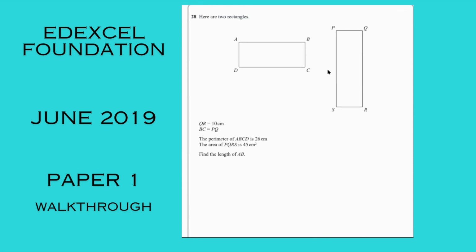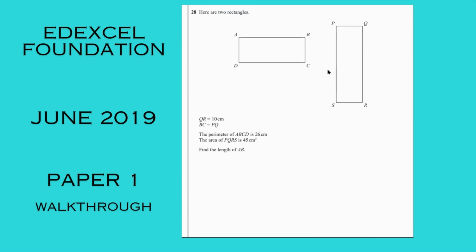Number 28. They're trying to catch you out, but keep it simple. It's not as bad as it looks. QR is 10. Write it on. If QR is 10, so is P to S. B to C equals P to Q. So whatever length this is, that is, and vice versa. The perimeter of ABCD is 26. The area of PQRS is 45.